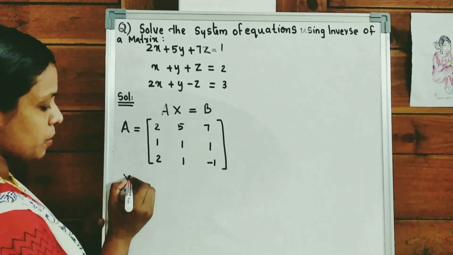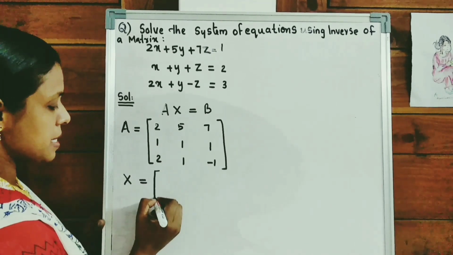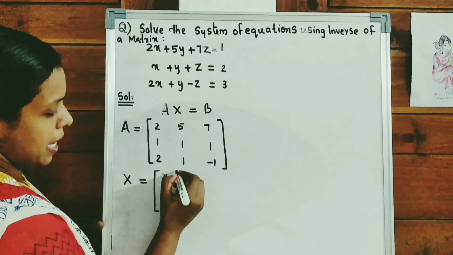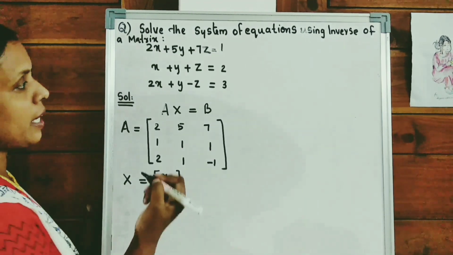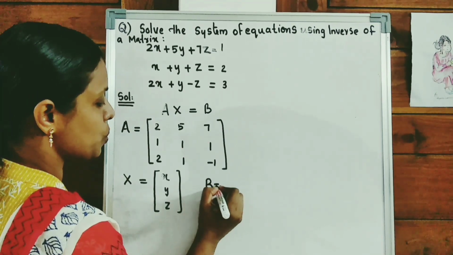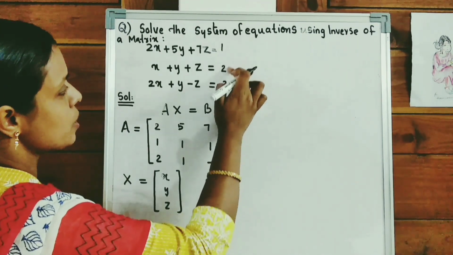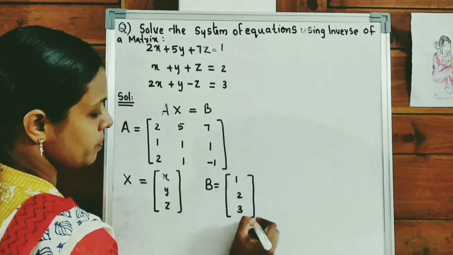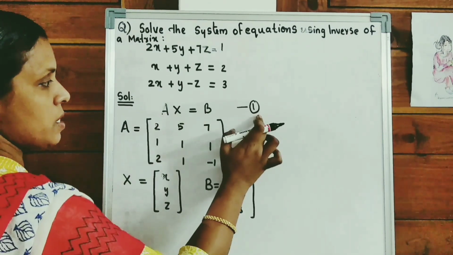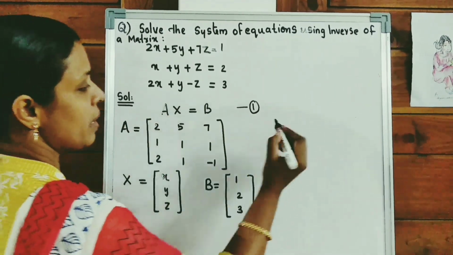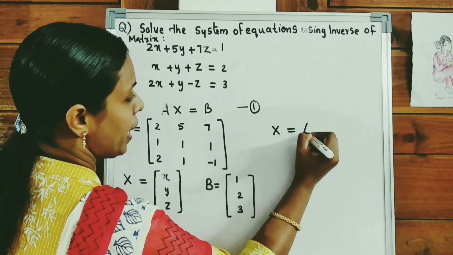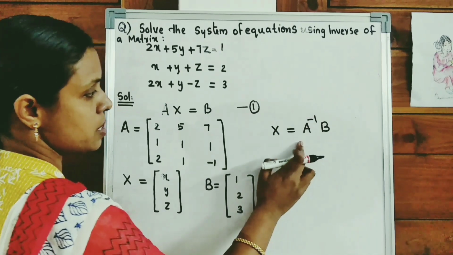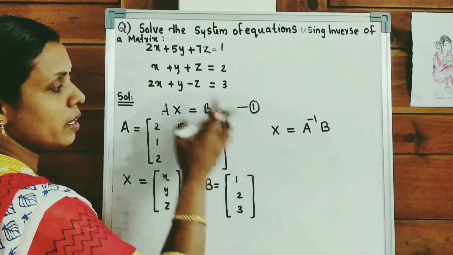Next we write X is equal to. Here the variables are x, y, z. We can write x, y, z as a first column. Then we write B. Here B is equal to matrix. The constants are 1, 2, 3. We can write it as a column 1, 2, 3. Putting it as equation number 1. From equation 1 we can write X is equal to A inverse B. First we find A inverse, then multiply with B. We get the required solution.